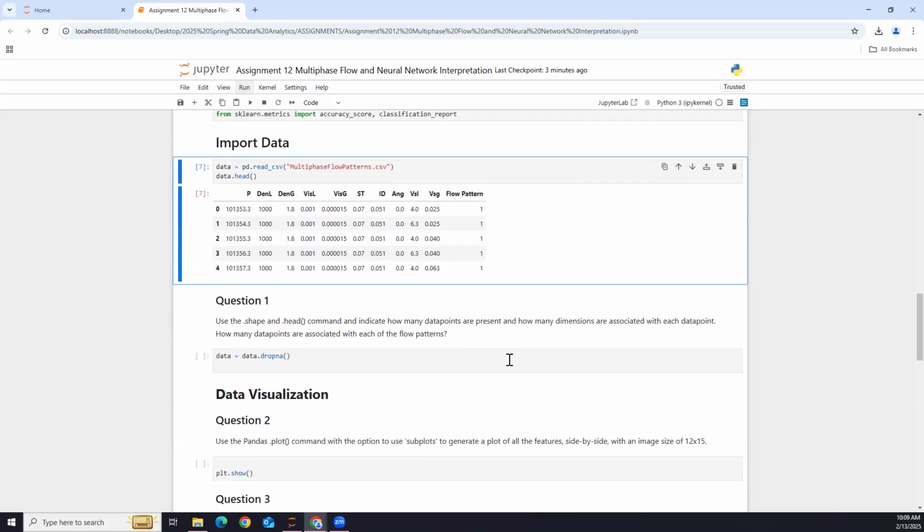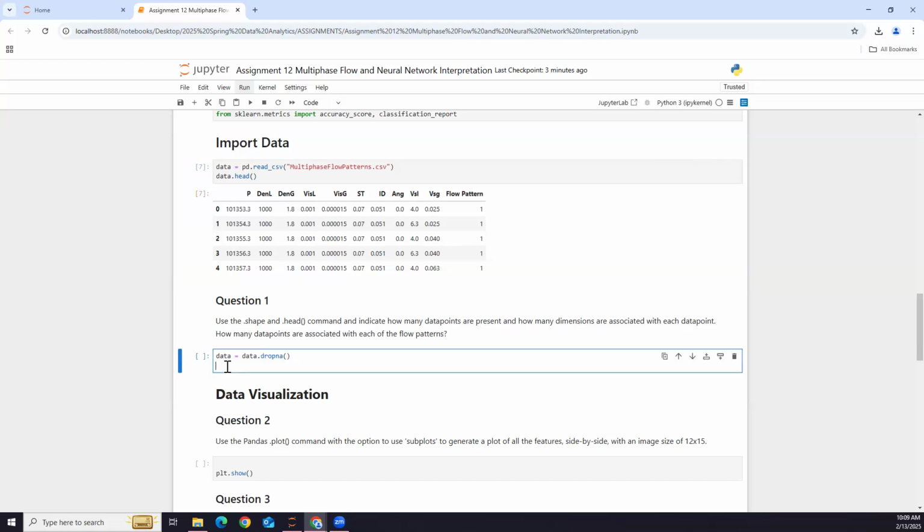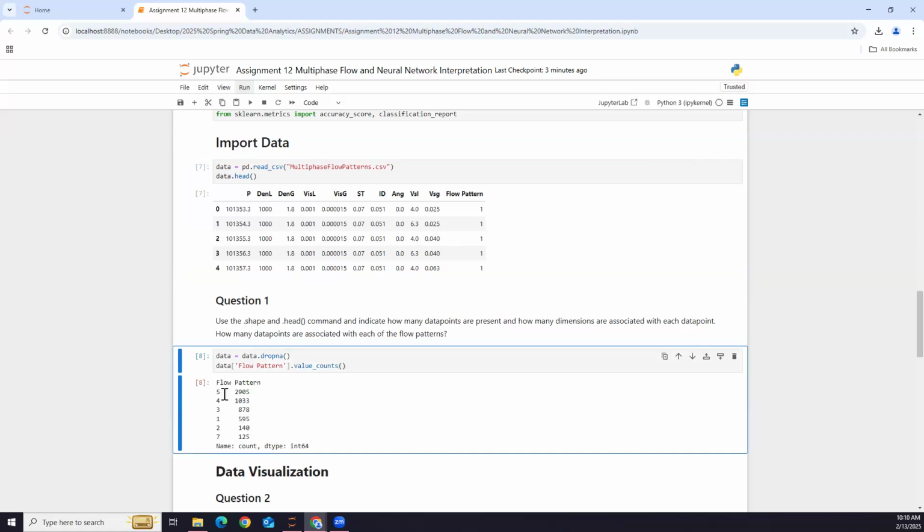So we want to see how many data points are associated with any given specific flow pattern. So we want to be looking at the column labeled flow pattern. And we want to see how many counts are associated with each one of them. So when we do that, we can see that pattern 5 has close to 2,900 points, while pattern 1 only has 595 points, and pattern 7 has 125 points.